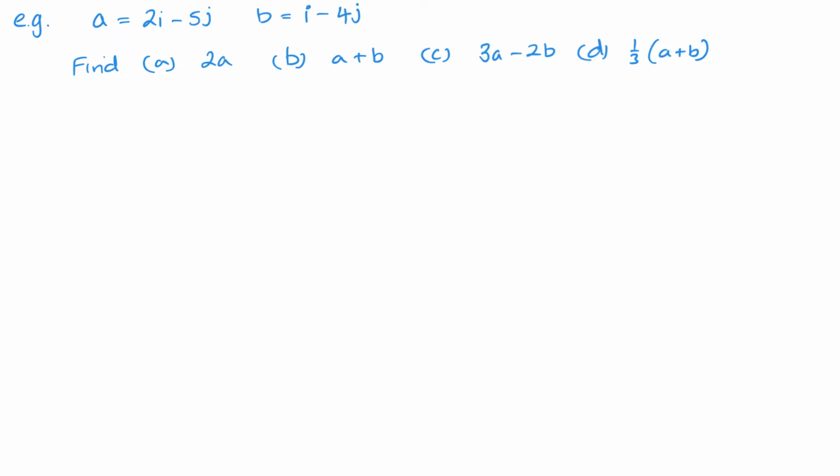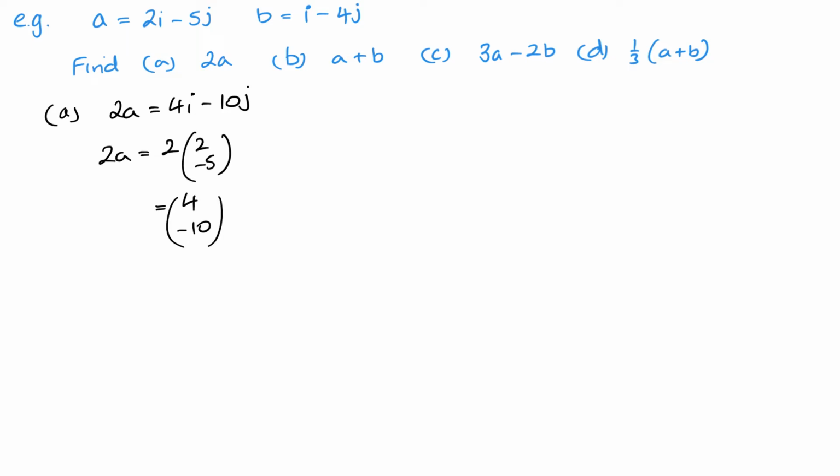So a couple of simple ways of approaching it. 2a, just want to multiply everything by 2. So 4i minus 10j, nice and easy there. You could also write it in terms of its vector. So 2 multiplied by 2, minus 5, which is 4, minus 10 as a vector. Now, unless it specifies in the question, certainly in terms of the answer, you can write your vectors in i and j format or column vector format.